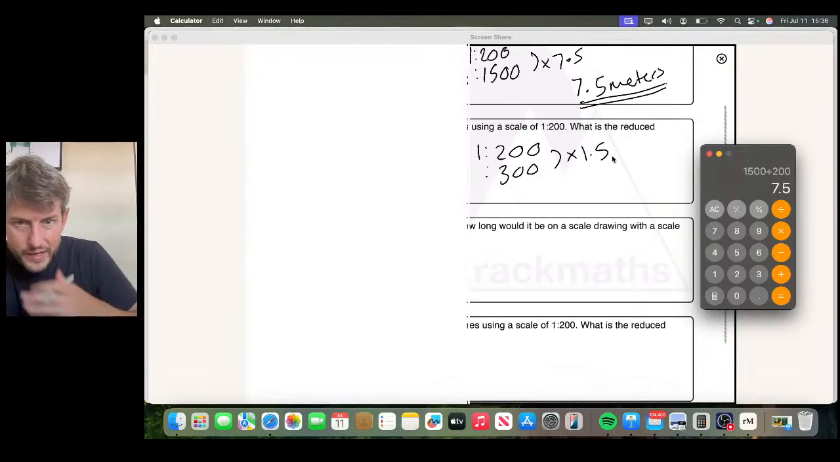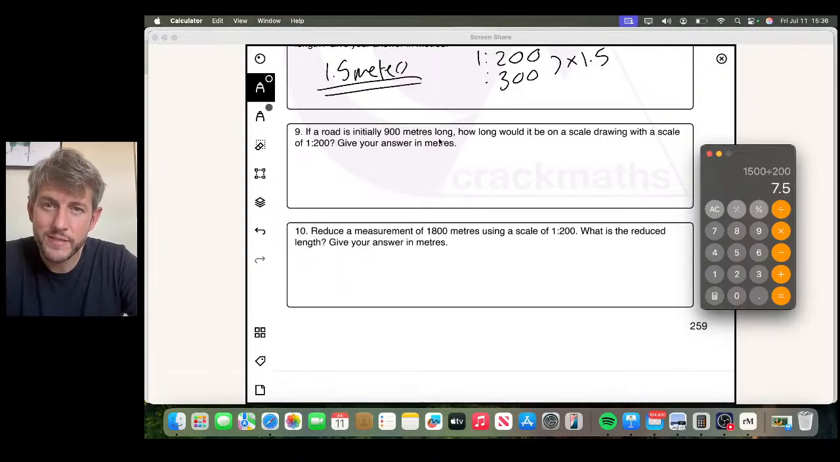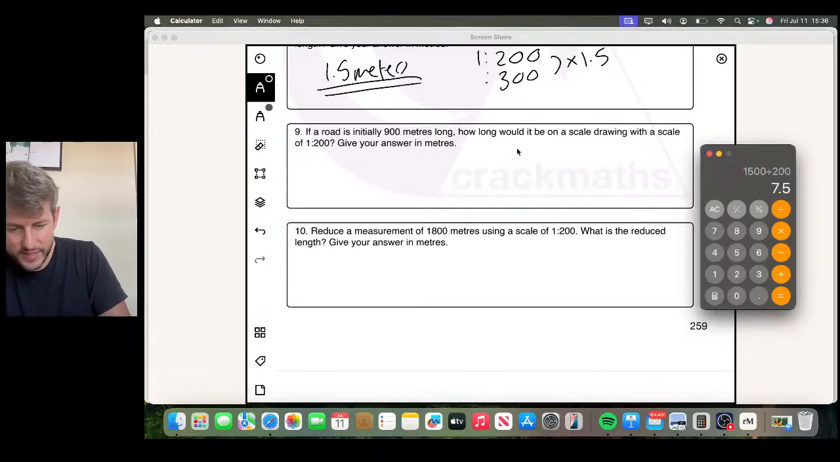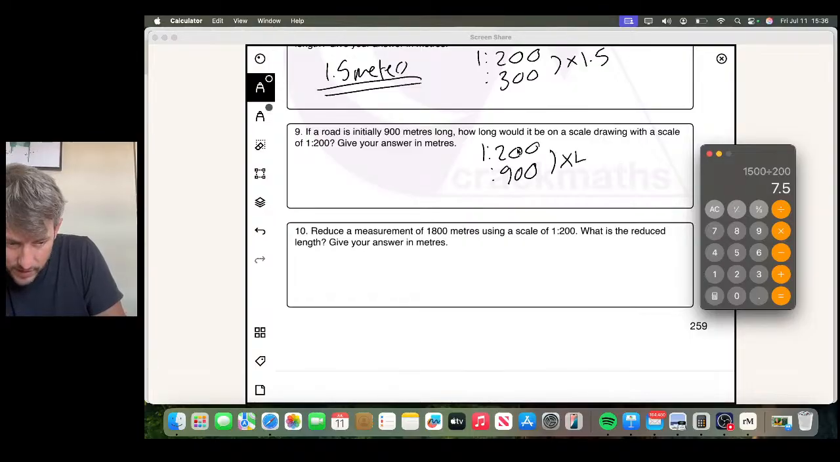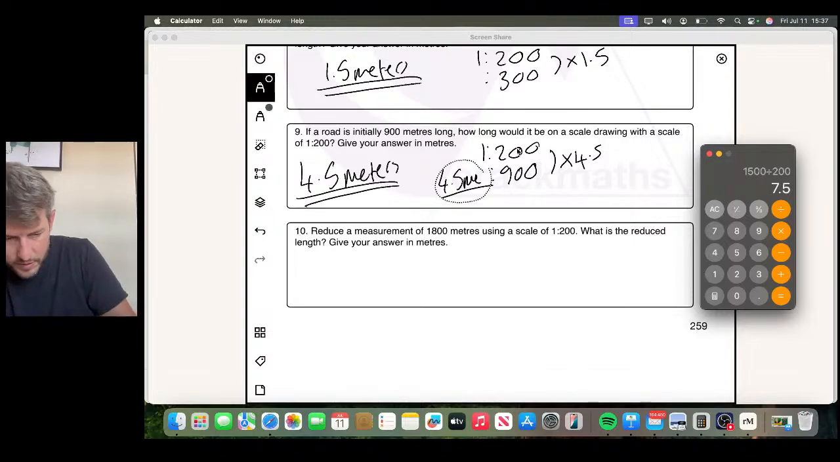Okay, question 9. If a road is initially 900 meters long, how long would it be on a scale drawing with a scale of 1 to 200? Give your answer in meters. Okay, so 1 to 200, we need to get up to 900. I know that that is times 4.5, so this would be 4.5 meters. Okay, I'll actually write it here, 4.5 meters. And actually, I don't like that I put that there. I'm just going to put 4.5.